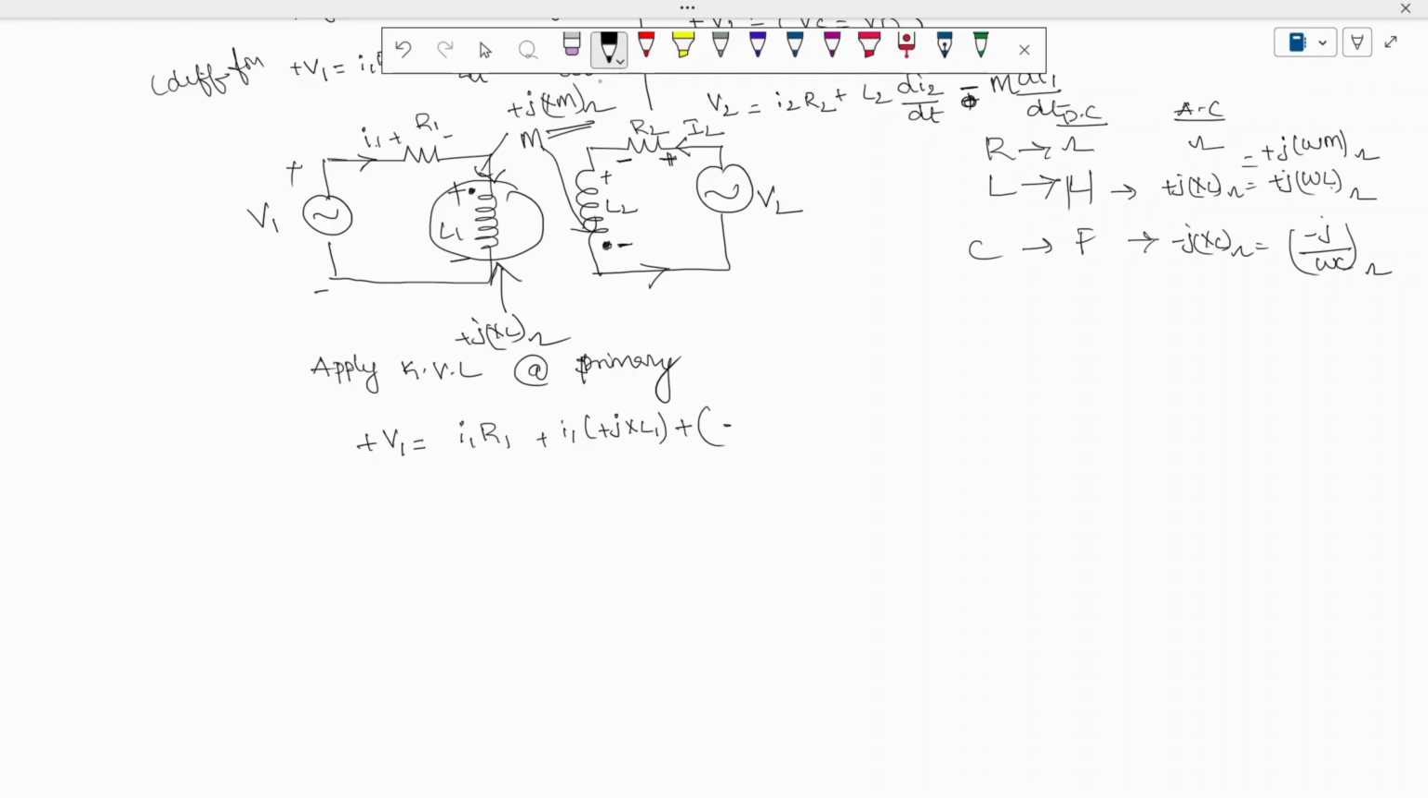I already told we will be getting minus jXM ohms. Okay, this is with respect to the primary.